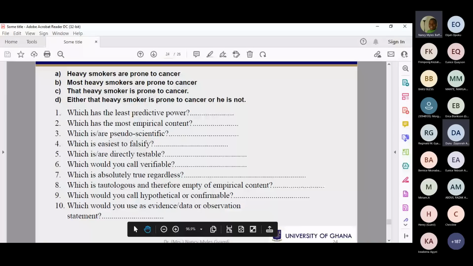Which one would you use? A, B, C, or D? It's C. The answer is C.